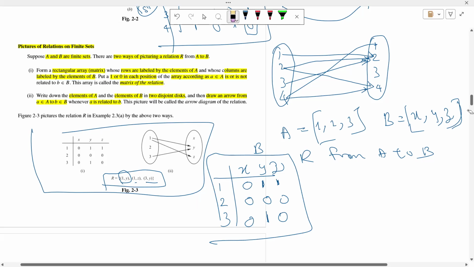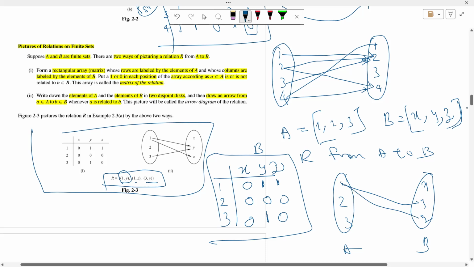Similarly, if it is a functional diagram, I am taking A first. So it is a function from A to B, no? So this is A, this is B. A contains 1, 2, 3, B contains X, Y, Z. The first ordered pair 1 comma Y, so this one. Second ordered pair 1 comma Z. Third ordered pair 3 comma Y. This is the functional graph representation of a relation.